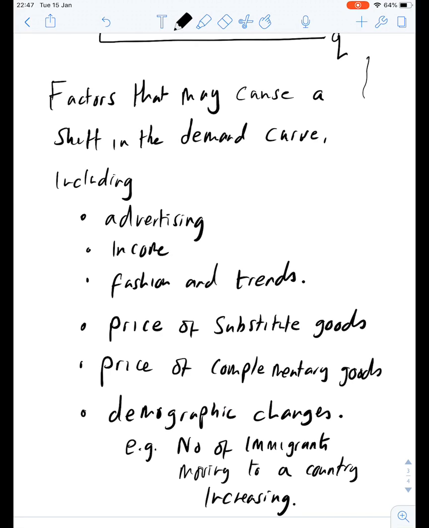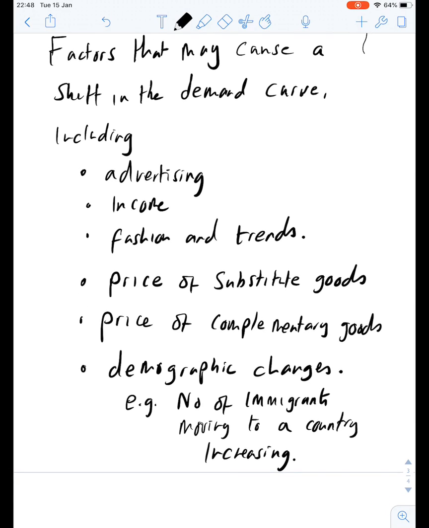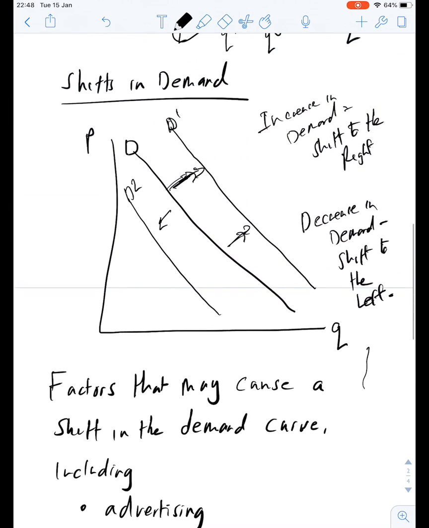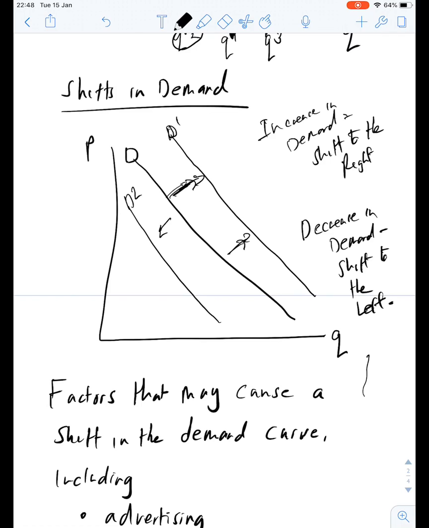The price of substitute goods and the price of complementary goods I will discuss in a further video. Demographic changes, for an example, the number of immigrants moving to a country increasing. So if more immigrants were to join a country such as the United Arab Emirates, there'd be more people living in a country, so therefore you've got more consumers demanding products, so there would be an increase to the right.